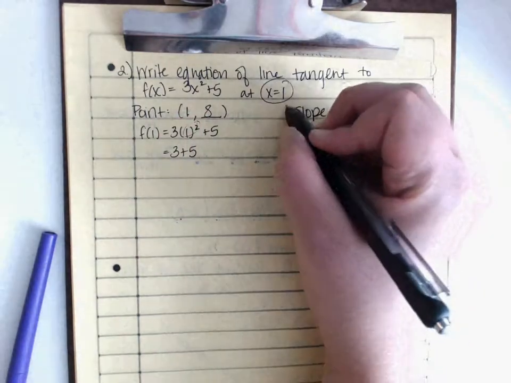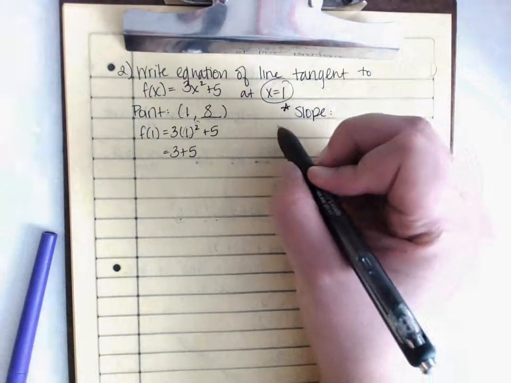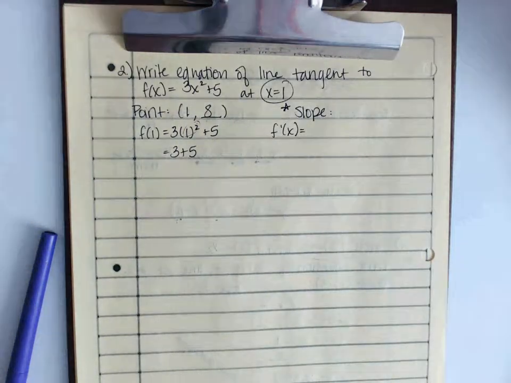Okay, next I need the slope. Remember, what's a slope? A slope is the derivative. So I'm going to find f prime of x, taking the derivative of this guy over here.